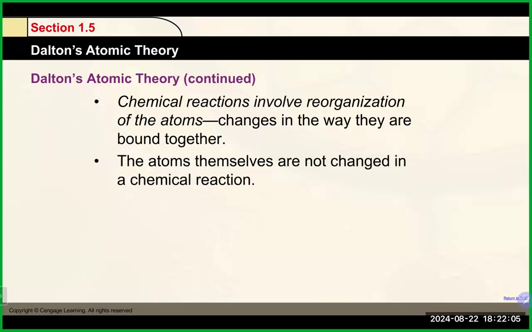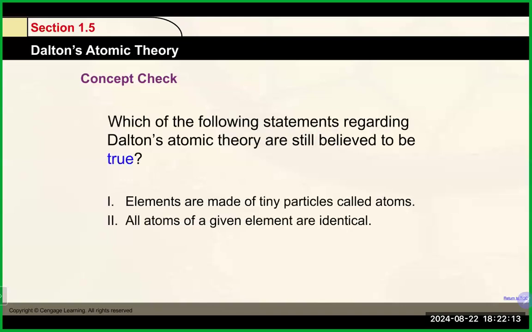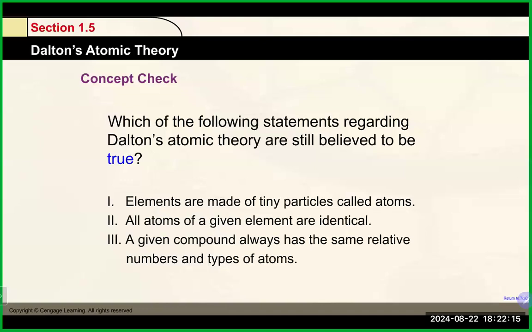You do need to know the parts of it. You need to know what's not correct as well. So this question will help us understand what things are not correct still. Which of the following statements regarding Dalton's atomic theory are still believed to be true? Elements are made up of tiny particles called atoms. That is still believed to be true.